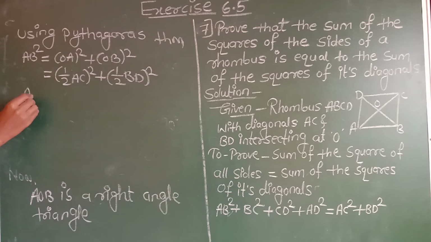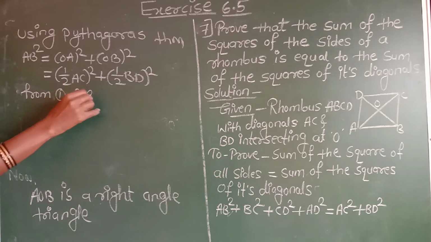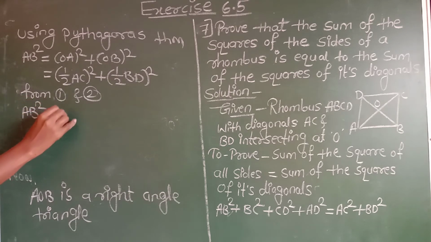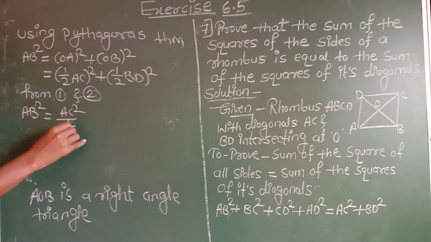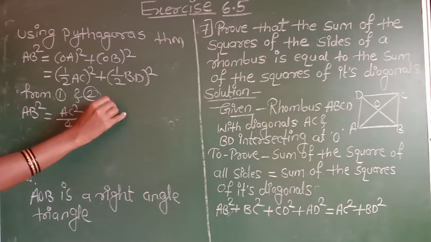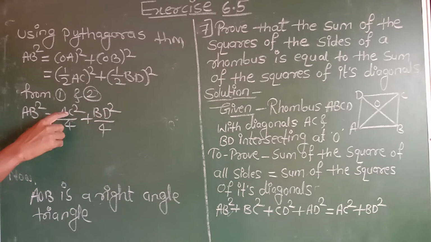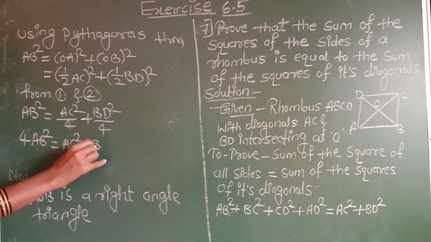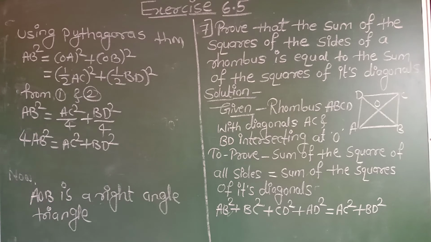Next, from 1 and 2, AB square is equal to AC square by 4 plus BD square by 4. I will take the 4 to this side. 4 AB square is equal to AC square plus BD square.